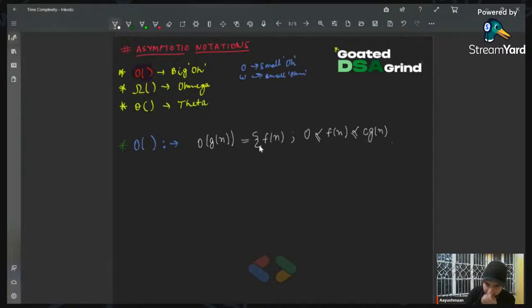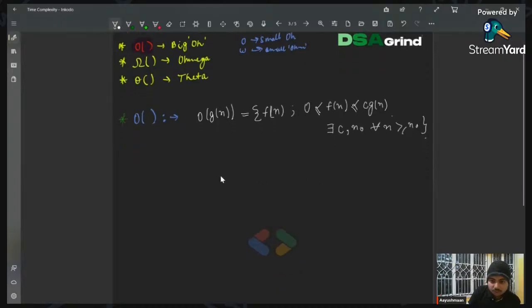Okay. So a function is satisfied and it is correct to be called as order big O of g(n) if there exists some set of functions f(n) which is less than c times g(n), and there exists a c which is a constant and an n naught which is a constant, for all n that is greater than or equal to n naught. I guess this was it. Okay. Now, what does this thing mean?